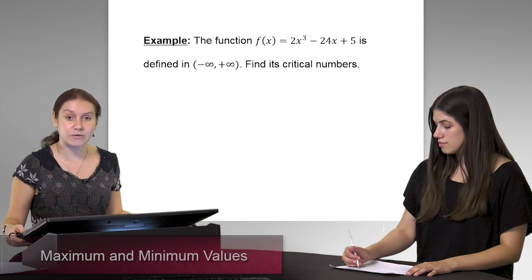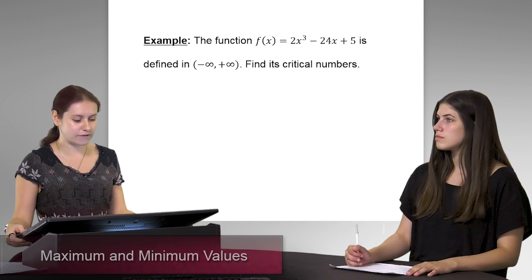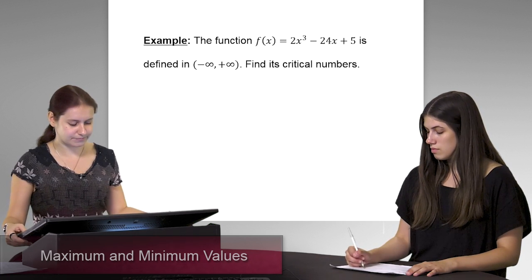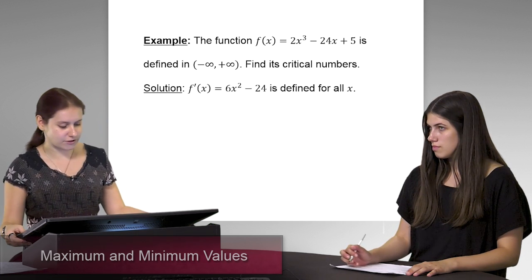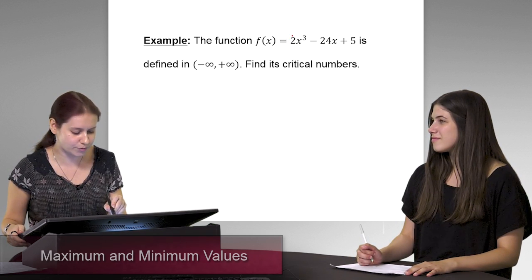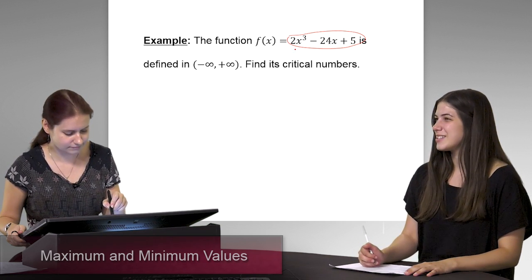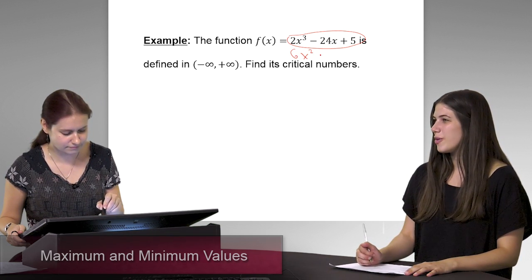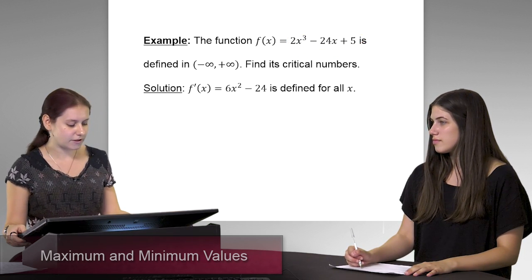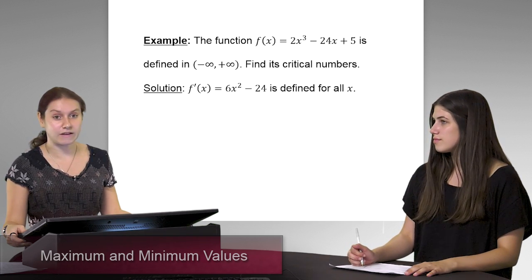Now, example. 2x cubed minus 24x plus 5 is defined for all real numbers. Find its critical numbers. Let's take a derivative first. What is the derivative of 2x cubed minus 24x plus 5? So you're going to have 6x squared minus 24. Good job. The derivative of the function is 6x squared minus 24, and it's defined everywhere.